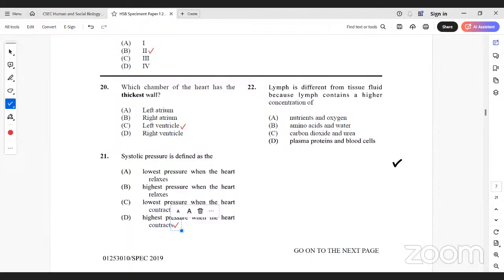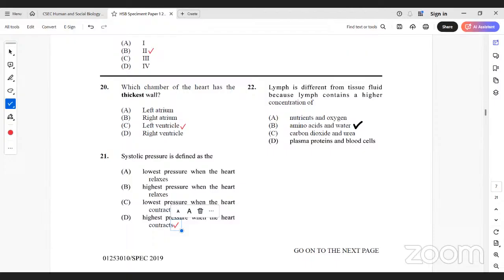Question 22, lymph is different from tissue fluid because lymph contains a higher concentration of what? What does lymph contain? A higher concentration. Lymph does have antibodies in it. So if it has antibodies and proteins, it must have a higher concentration of something. What must it be? I hope someone is saying plasma proteins and blood cells.